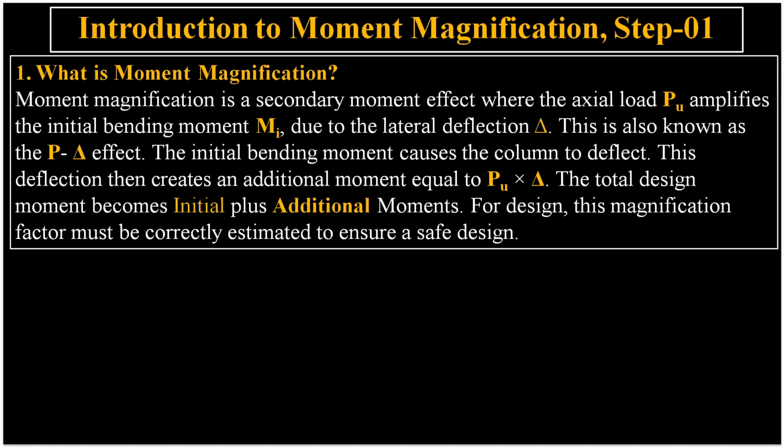The initial bending moment causes the column to deflect. This deflection then creates an additional moment equal to Pu times delta. The total design moment becomes initial plus additional moments. For design, this magnification factor must be correctly estimated to ensure a safe design.